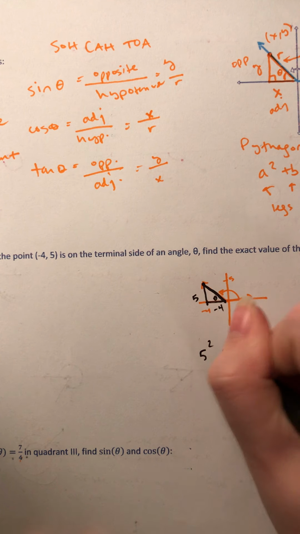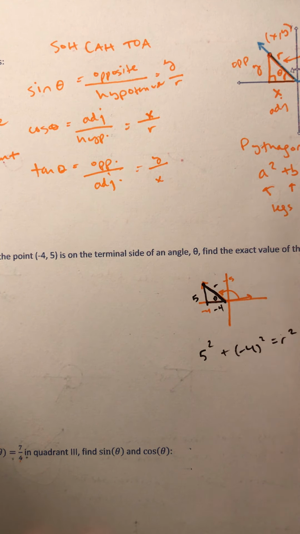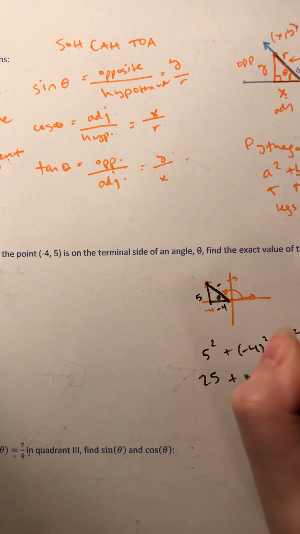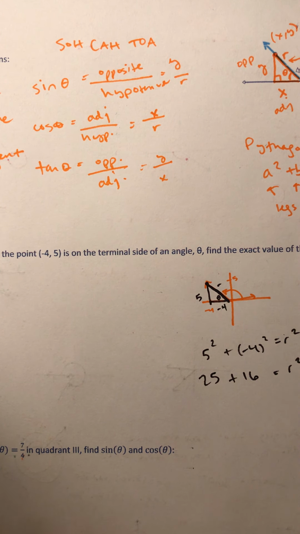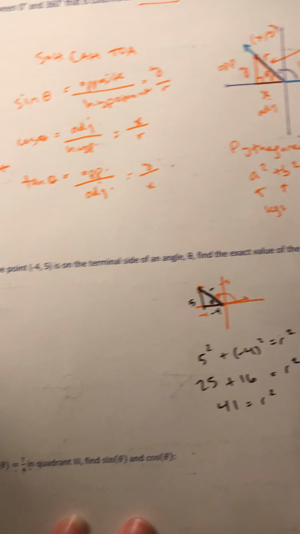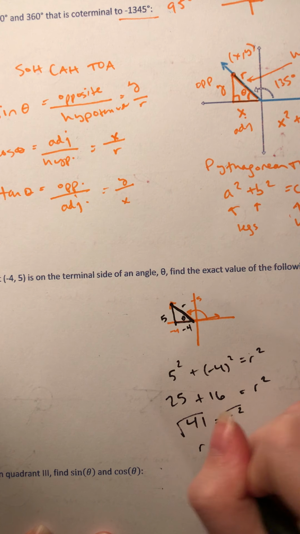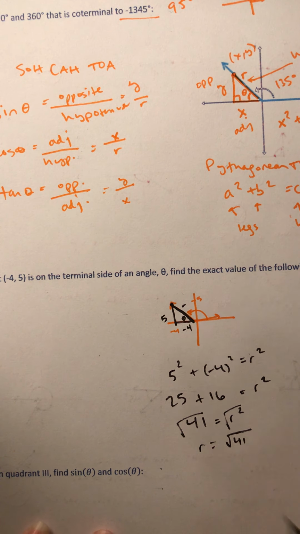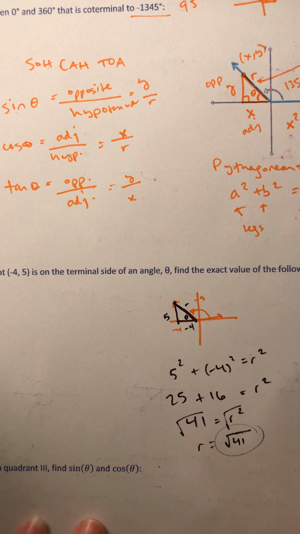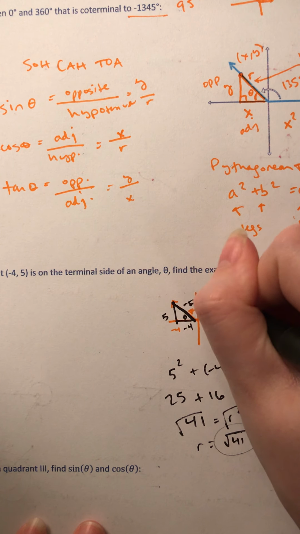So 5 squared plus -4 squared equals r squared. 25 plus 16 equals r squared. 25 plus 16 is 41, equals r squared. How do we get r by itself? We take a square root. So I'm just going to say r equals square root 41. And it's perfectly okay to leave it like this. We're just going to leave the radical. Why make it an ugly decimal? We can just leave it a radical. So our hypotenuse value is square root 41.